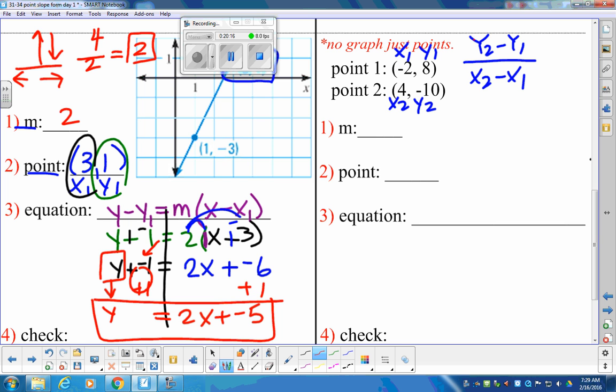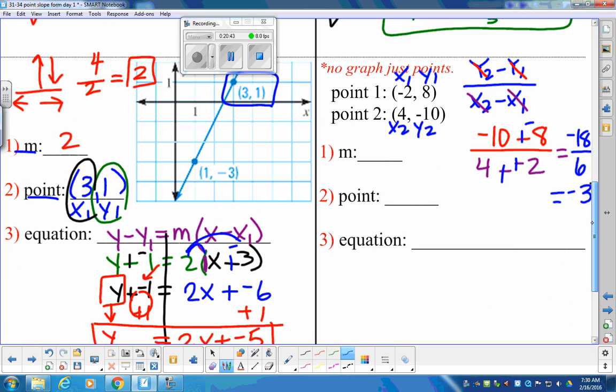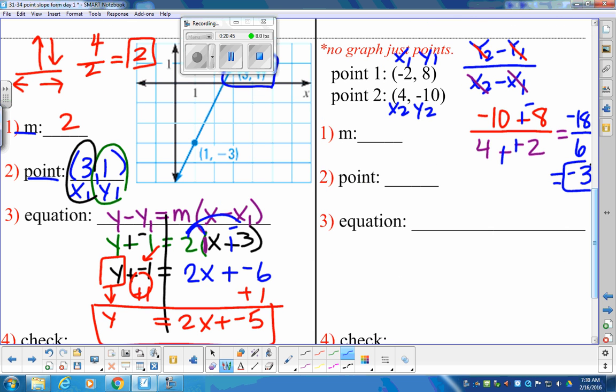So the y2 value is negative 10. The y1 value is 8. The x2 value is 4. The x1 value is negative 2. Watch your signs there. So I stop, chop, chop in that numerator, I said no, is negative 18. I stop, chop, chop in that denominator is 6. Looking for the slope of negative 18 divided by 6. If I'm going too fast, pause that video. Slope is negative 3.